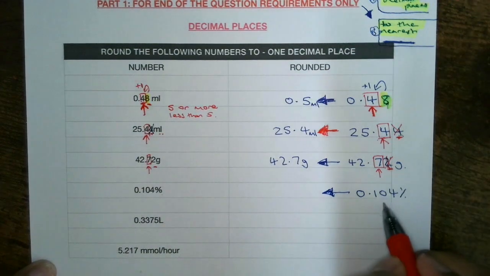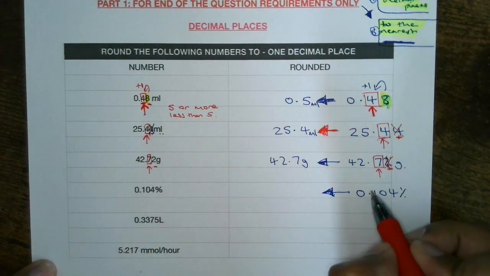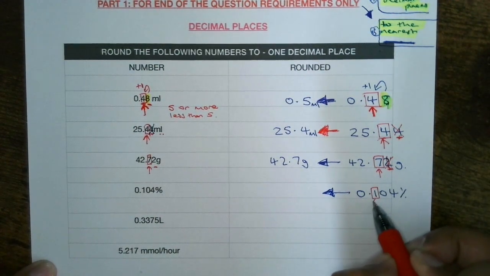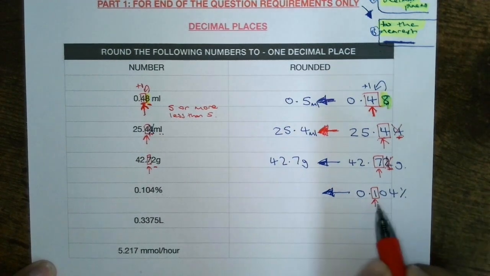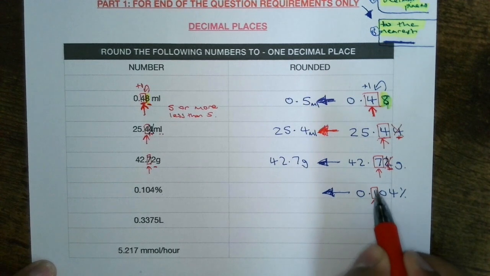And we want to round this to 1 decimal place. Find where the 1 decimal place position is. What are they referring to? They're referring to that position there where the 1 is. It's after the decimal point.